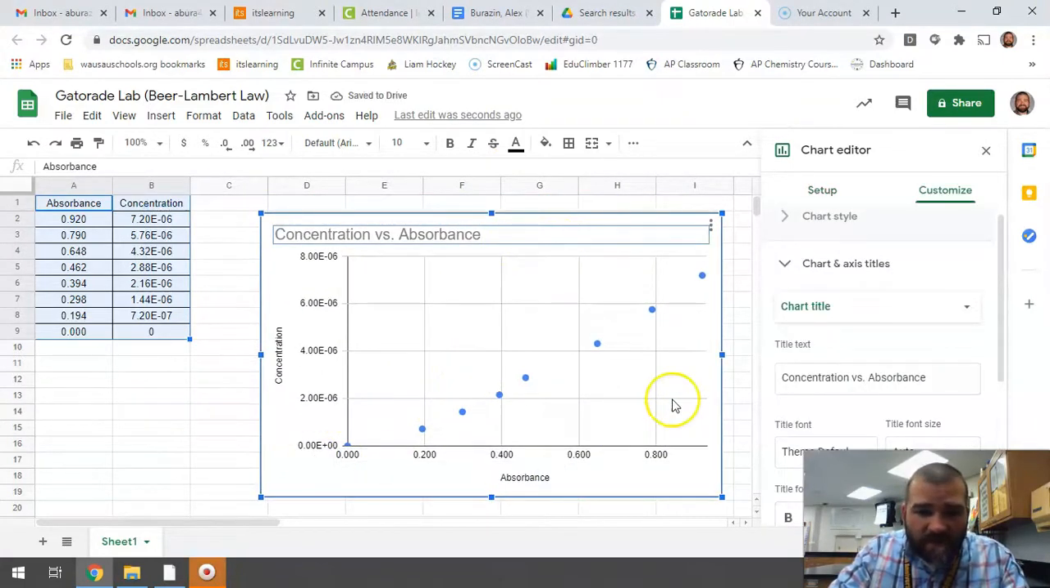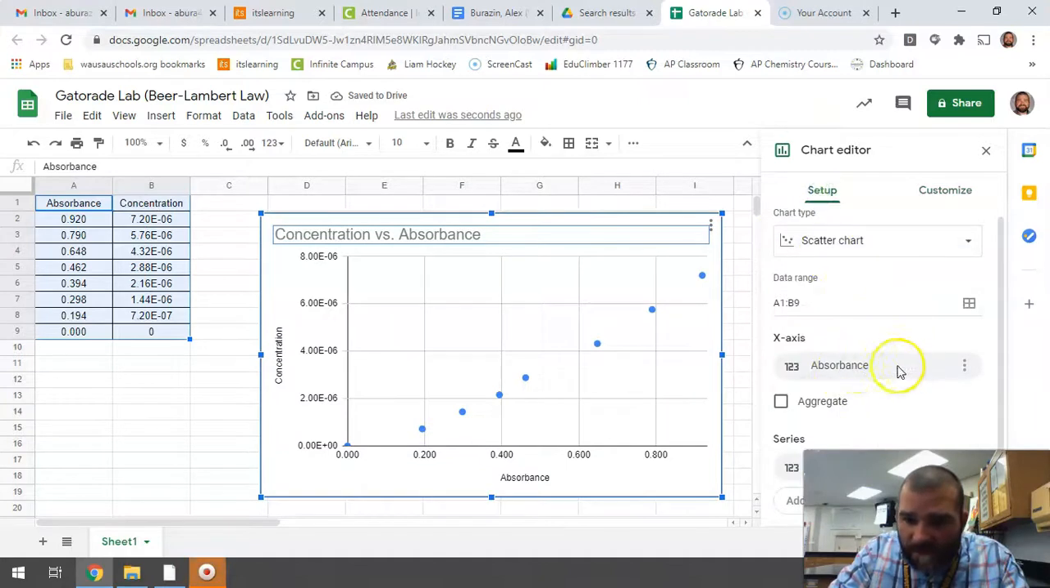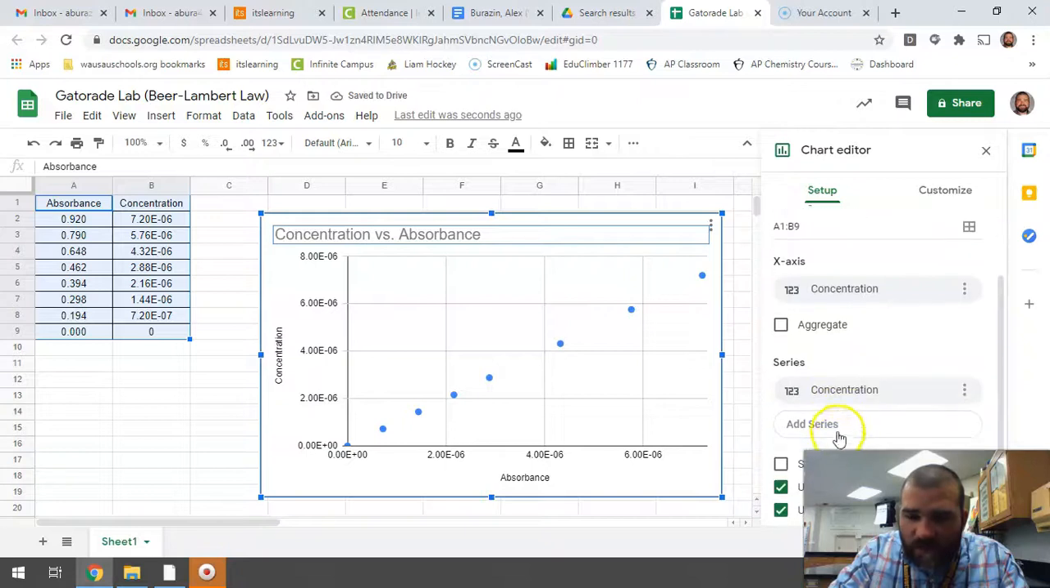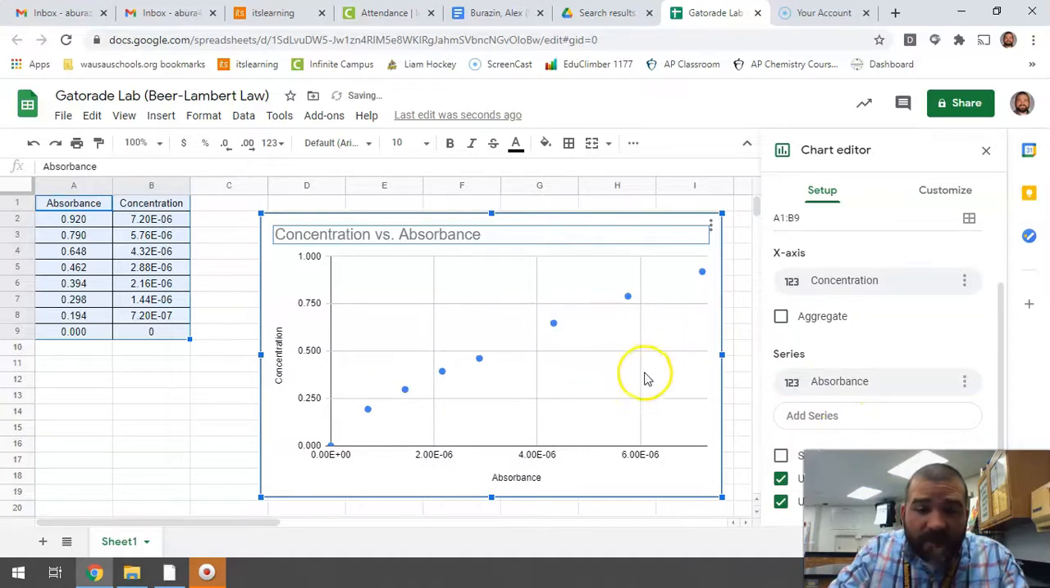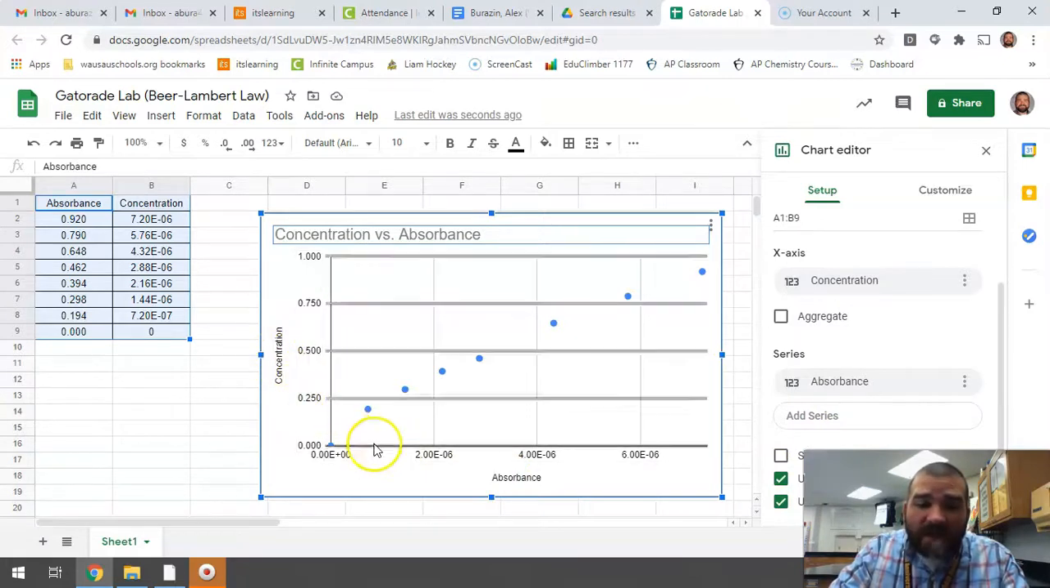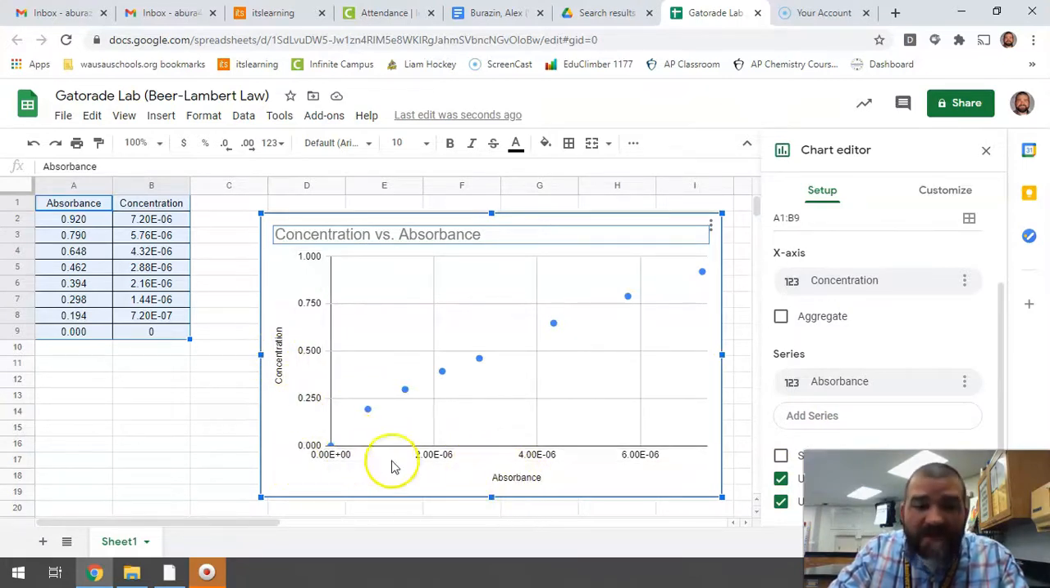Here's what I'm going to do. I can go back in the setup and switch which is what. You'll notice under the x-axis, I clicked on that, and it had two choices. I'm making the x now my concentration, and I'm making the y now my absorbance. Now, the labels didn't switch, but the numbers did. So let's fix the labels, because the numbers got flipped.